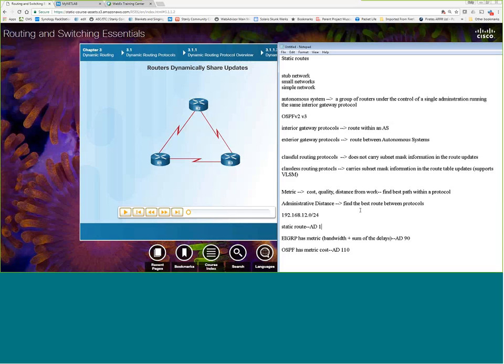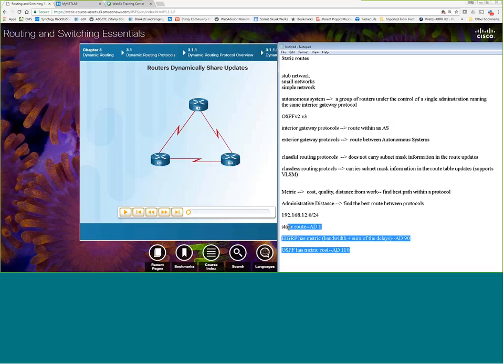Will it delete the OSPF? Okay. Good question. It doesn't delete the OSPF route. It just doesn't place it in the route table. So imagine this. Let's imagine we did have these 3 routes.